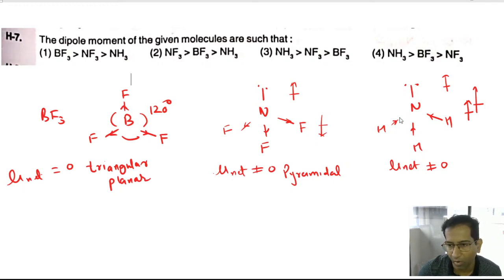Why? Because the three bond dipole moments and the dipole of the lone pair are in the same direction, while in case of NF3, the dipole moments of these three NF bonds and the dipole of this lone pair are in opposite directions, cancelling each other. So lowest will be of BF3, highest will be of NH3. So it should be highest NH3, then NF3, then BF3. The answer is B.